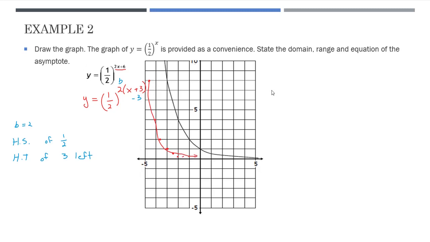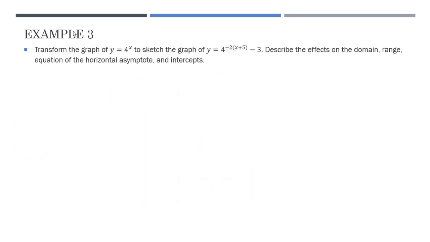Which means our domain does not change with these transformations, so it's still negative infinity to infinity. Our range doesn't change because the asymptote's in the same place, so we still have from 0 to positive infinity. And then our asymptote that we were asked for is still at y equals 0. All right, moving on to example 3.